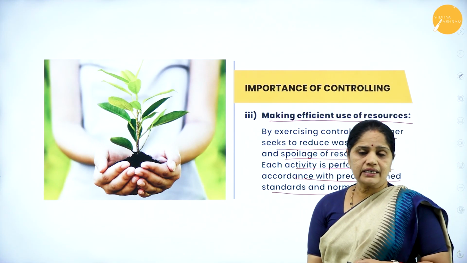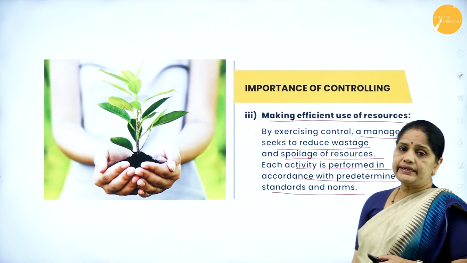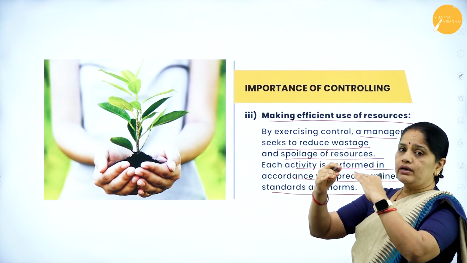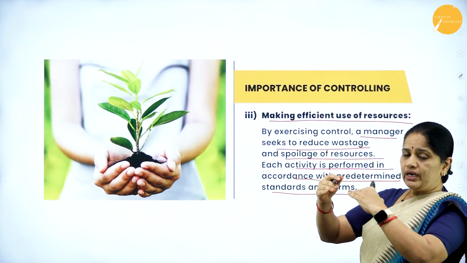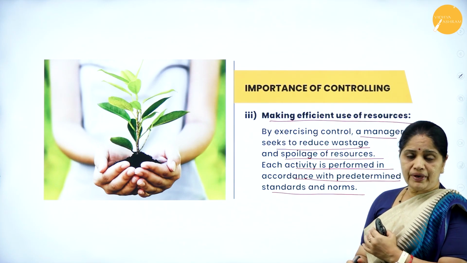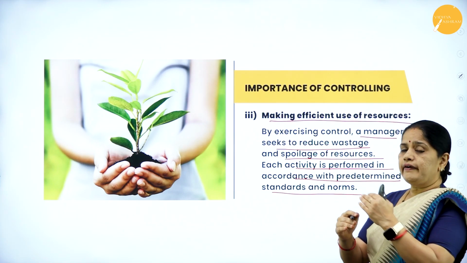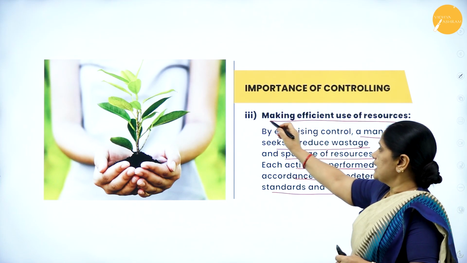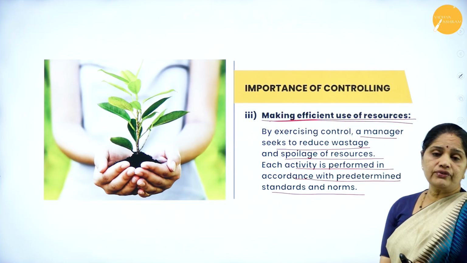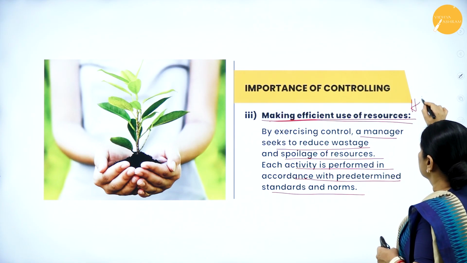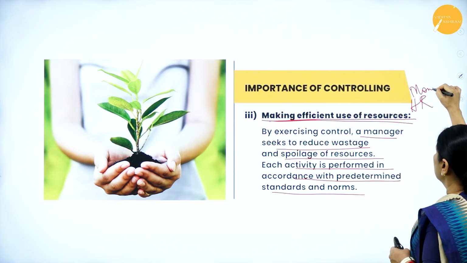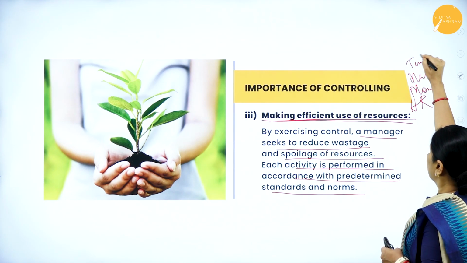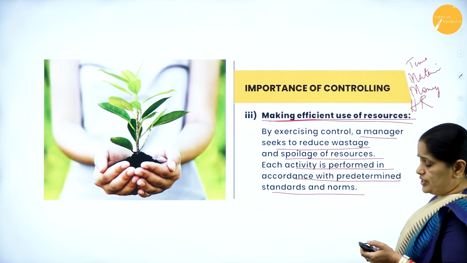So, here each activity is determined as per the standards and norms. So, you fix a standard and then you see how the work is going on and compare it with the standard. So only when it matches the standard, that work is perfect. But if it does not match the standard, then again we have to rework on the work done. So that is why we say that it helps in making the efficient use of resources, whether it is the human resource or the money or the materials, or the time, everything has to be put to the most efficient use.